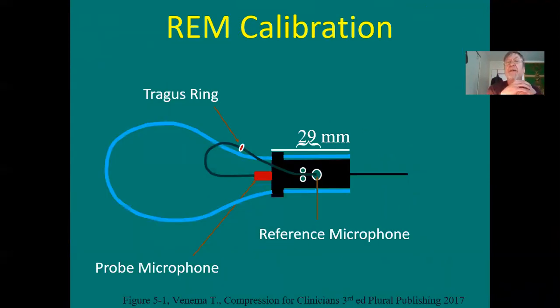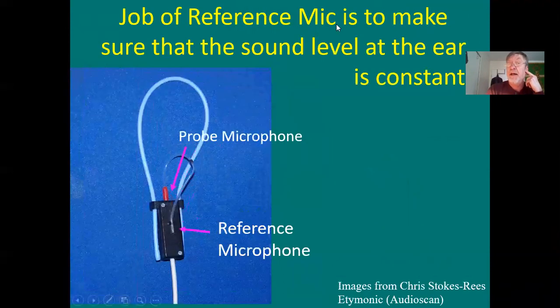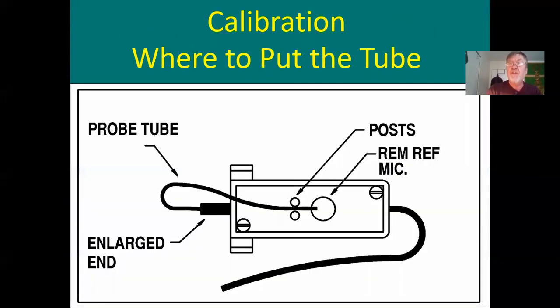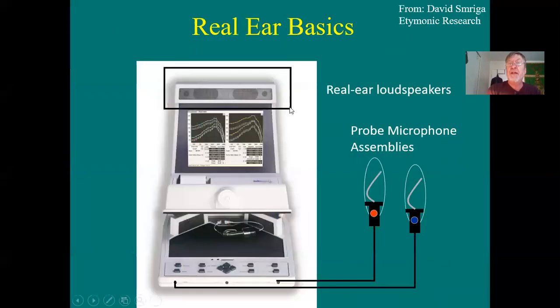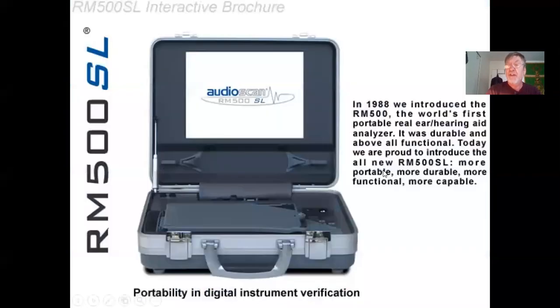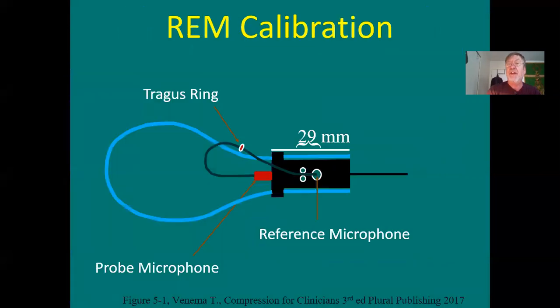Calibration, okay? The job of the probe mic is to measure the sound at the eardrum. Job of the reference mic is to make sure that the sound level at the ear is constant. Make sure you understand that, okay? The reference mic makes sure that the speakers are behaving themselves. In other words, the probe mic, which is put inside the guy's ear, is measuring the SPL at the eardrum.